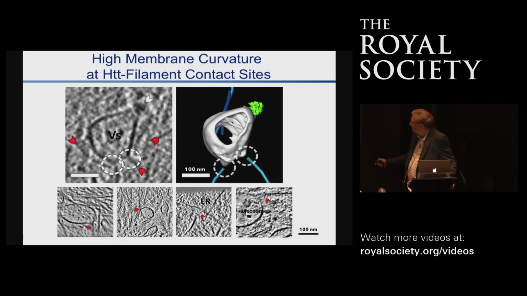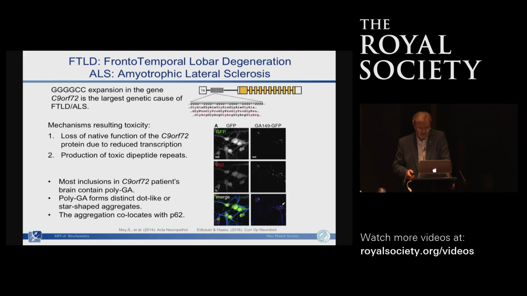There are extreme cases, which might be a little bit difficult to see. Here's a lysosome and here's a fibril, and it pulls out a large part of the membrane. We are currently trying to recapitulate these things in vitro to come to a more detailed understanding.